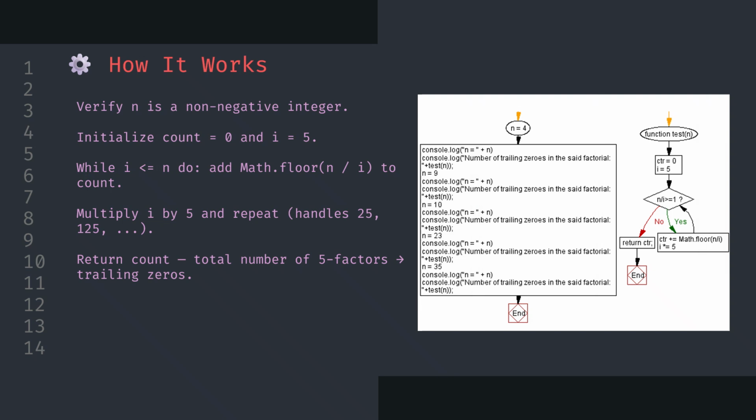Counting floor of n divided by 5 gives the numbers that contribute at least one factor of 5. Counting floor of n divided by 25 adds those numbers that contribute a second 5, and so on. Summing those gives the total number of factor 5 occurrences. And because there are always plenty of factors of 2, that equals the number of trailing zeros.